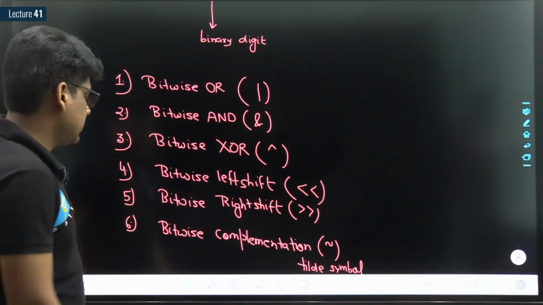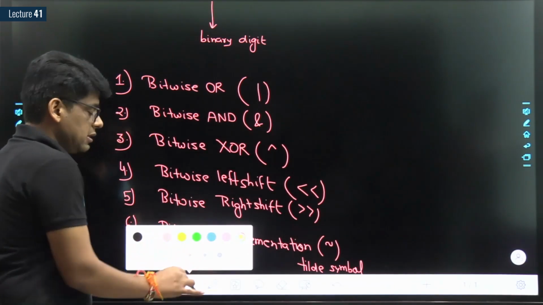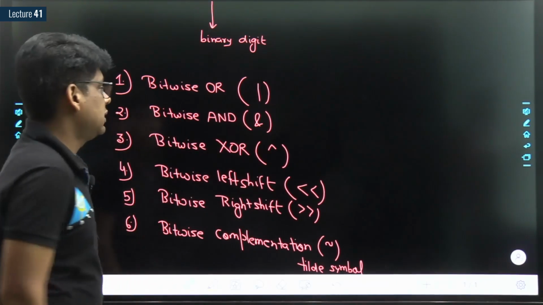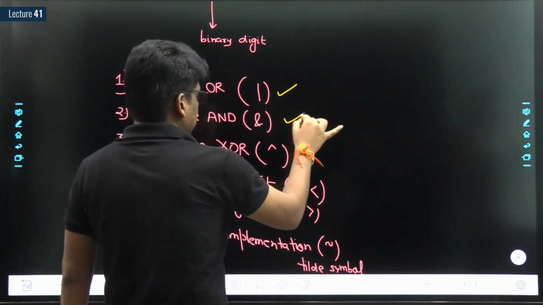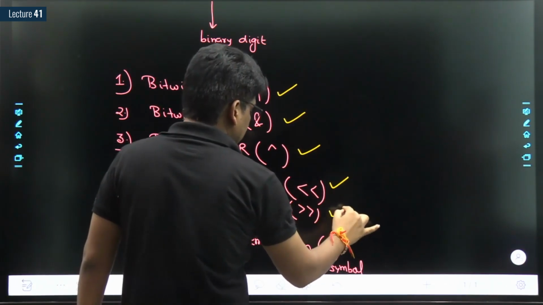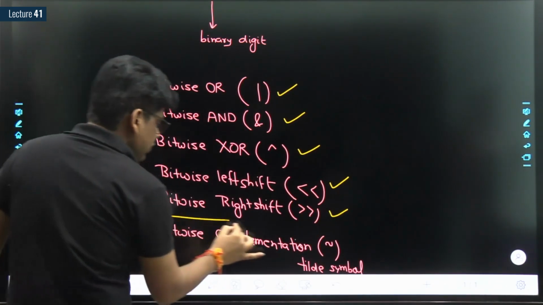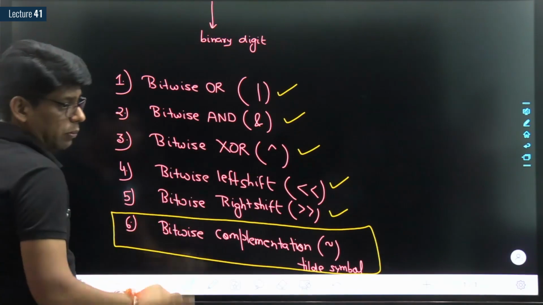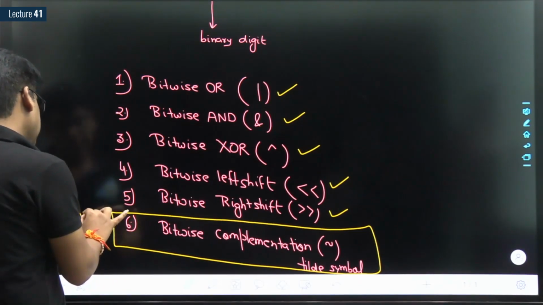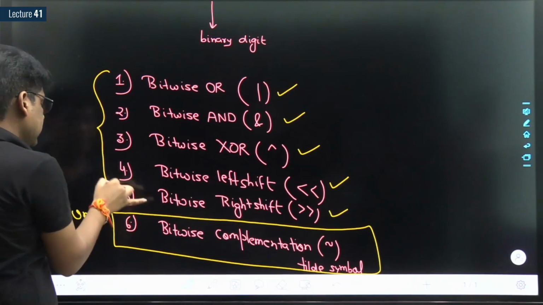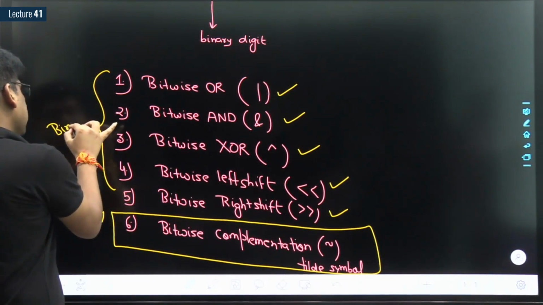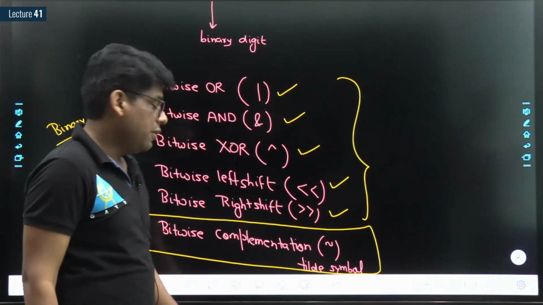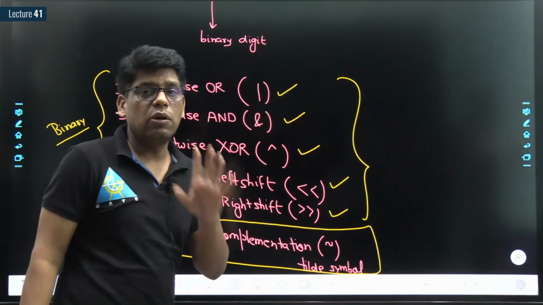Okay, so these are the operators we need to discuss. The big question in mind is, are all of them binary operators? Only the Bitwise Complementation Operator, that is the Bitwise NOT operator, is unary. The remaining operators are binary operators. That means all of these require 2 operands to work upon, while this requires only a single operand to work upon.